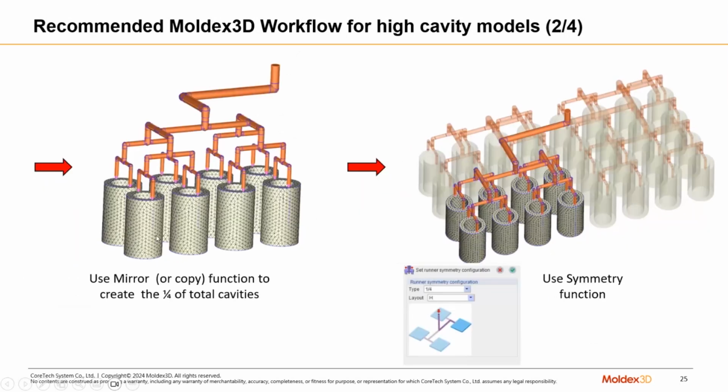Use the mirror or copy function to create all the other cavities in that quadrant. And then we're going to use the symmetry function. This is what I mean by imagining how the final layout of the tool is going to look. I want to make sure that it's accurate, it's symmetrical, and it represents what you have in the production or the prototyping phase. This is what it's going to show you as a visual. But we are running simulation just on one quadrant.